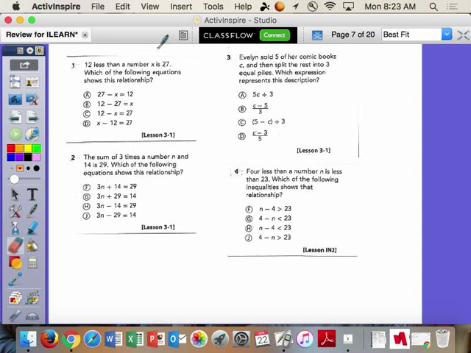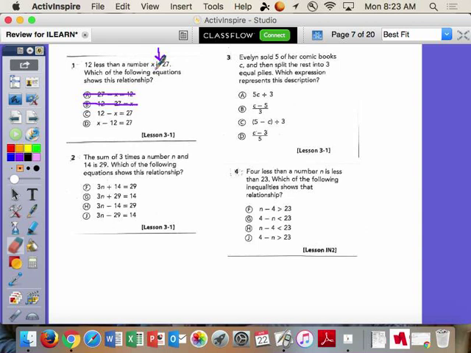So let's start with the easy thing. It says is. Is means equals. So that means that we can take out a and b. Okay? 12 less than a number x. Sometimes when it says stuff like that, I put a number in.